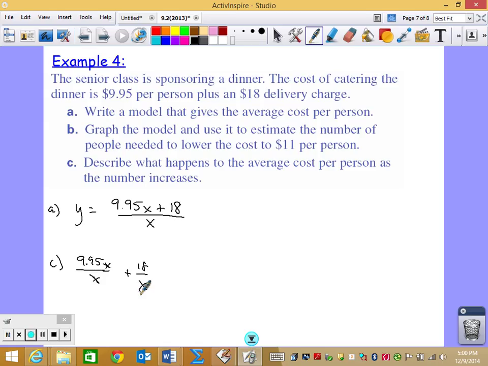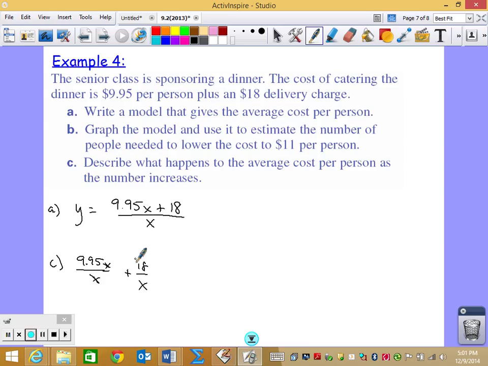So as I approach more and more people, the $9.95 per person is going to be $9.95. The $18, as I get more and more people to show up, that price gets distributed amongst everybody. So if 100 people show up, it's going to be 18 cents more for each person. If 1,000 people show up, it's going to be about 2 cents more per person. If 10,000 people show up, basically that $18 delivery charge is gone. So it's $9.95 per person.